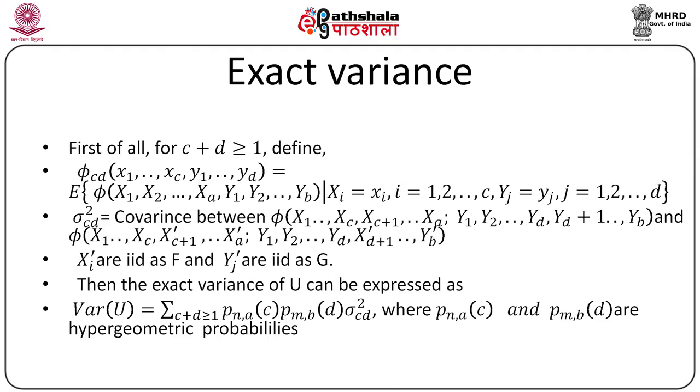Then the exact variance of U can be expressed as variance of U equal to summation over all possible c and d such that c plus d greater than or equal to 1, a choose c into n minus a choose a minus c divided by n choose a into b choose d into m minus b choose b minus d divided by m choose b into sigma square cd. We refer the readers to the book by Wedding for details of this variance derivation.